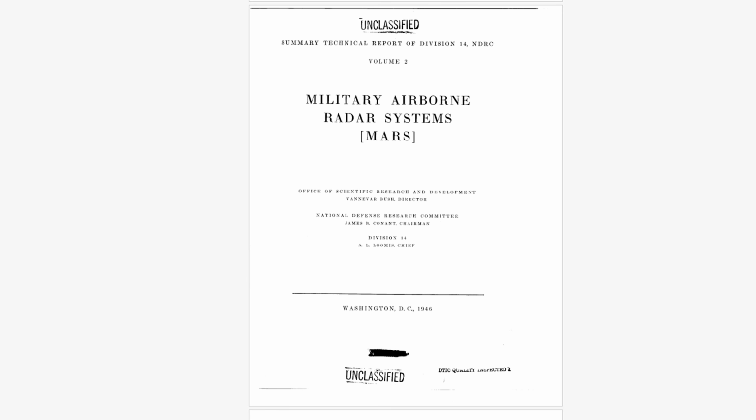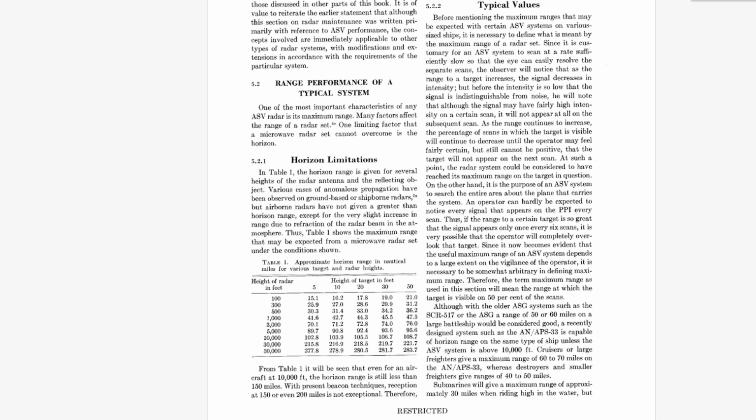Let me give an example. This is a US military report from 1946. It was classified, but now it's unclassified. It's about military airborne radar systems. So, do they mention the radar horizon? Let's have a look. Of course they do, because it's important.